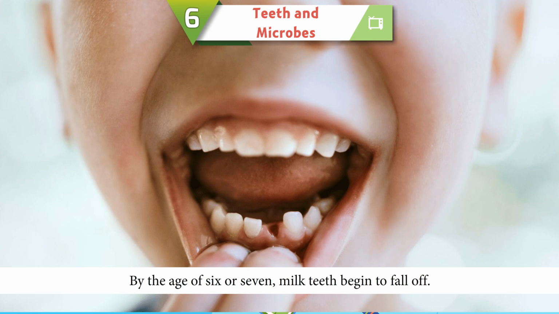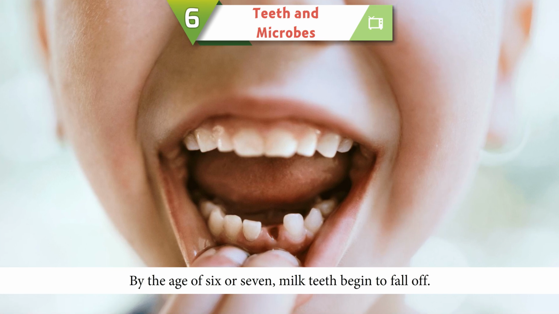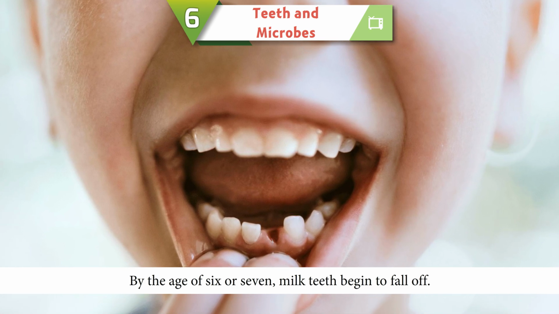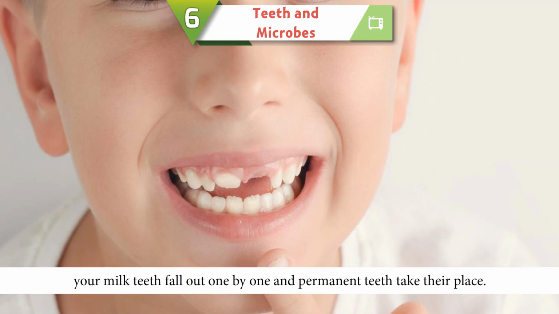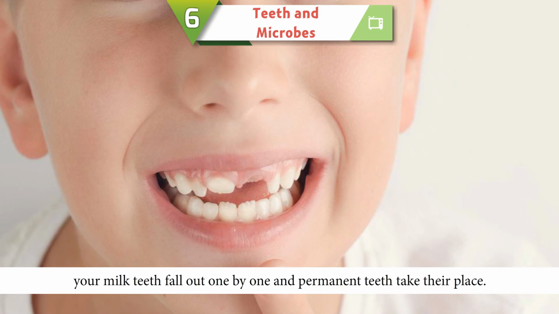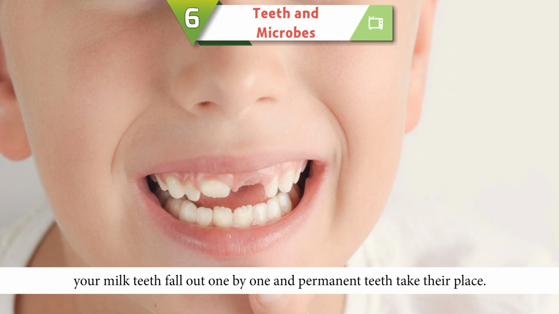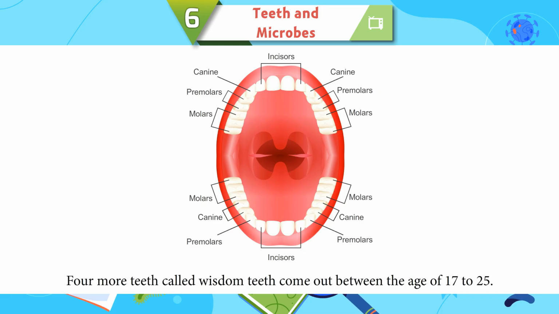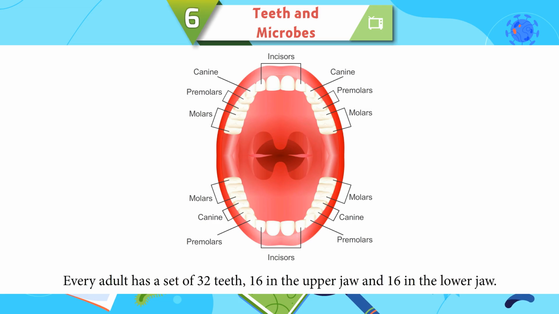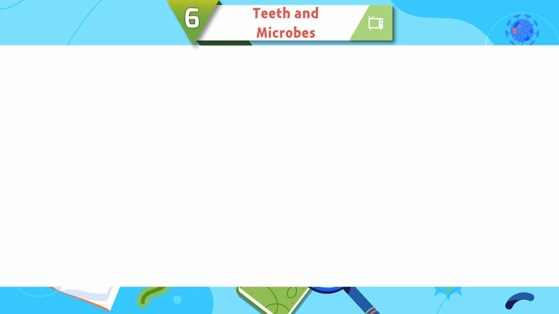Permanent teeth. By the age of 6 or 7, milk teeth begin to fall off. Between the age of 6 to 12, your milk teeth fall out one by one and permanent teeth take their place. This permanent set of teeth has 28 teeth. 4 more teeth called wisdom teeth come out between the age of 17 to 25. Every adult has a set of 32 teeth, 16 in the upper jaw and 16 in the lower jaw.